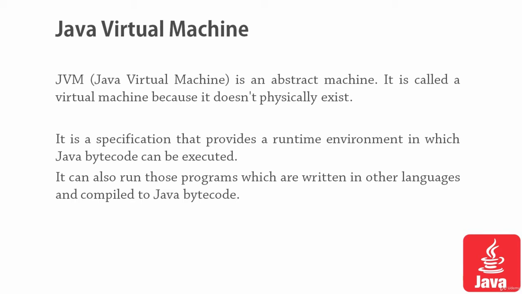It is a specification that provides a runtime environment in which Java bytecode can be executed. It could also be useful for programs that are written in other languages and compiled directly to Java bytecode. We don't necessarily need the Java programming language for running on the JVM. Languages like Scala and Kotlin that use the Java bytecode as an intermediate code also run on the JVM. The Android Java programs run on a special variation of JVM.